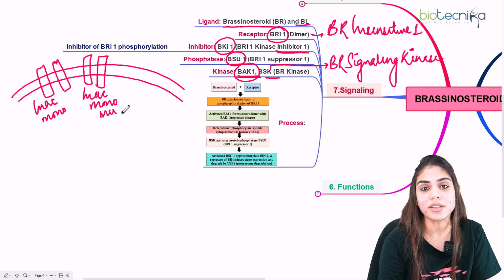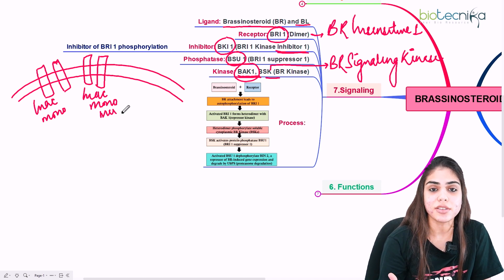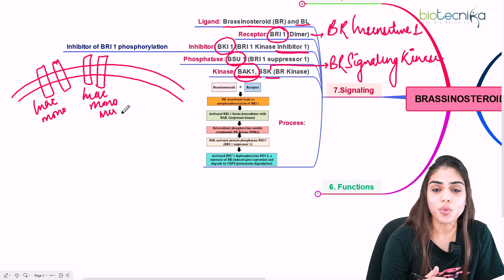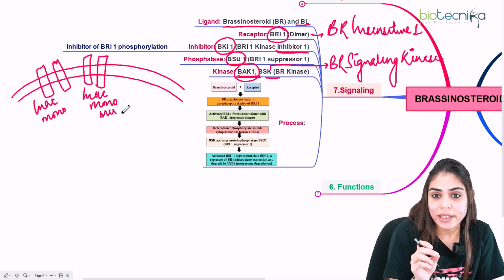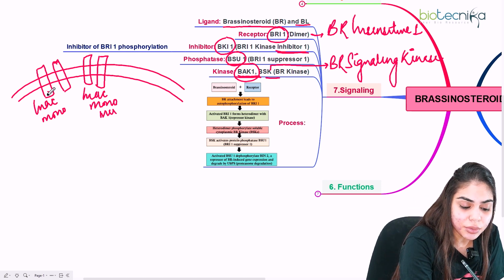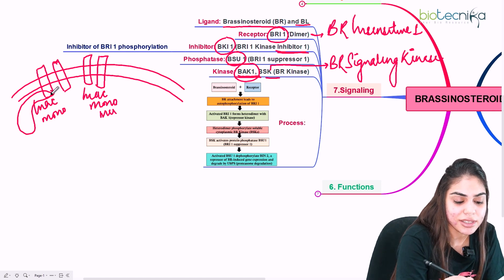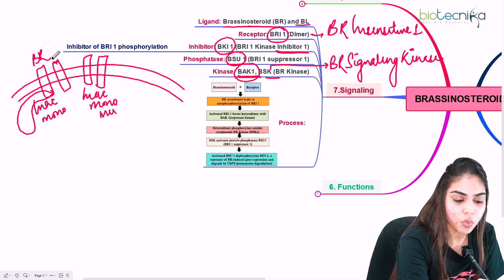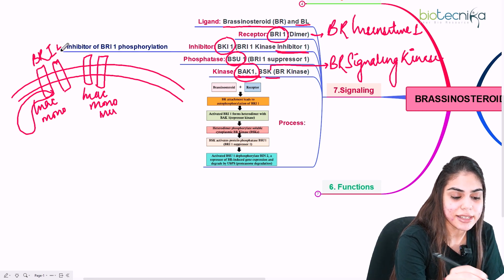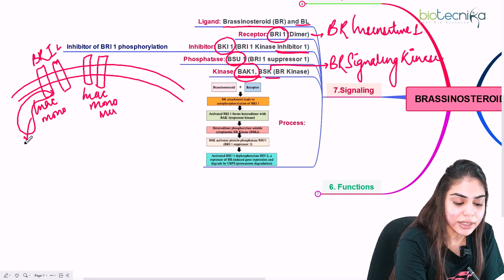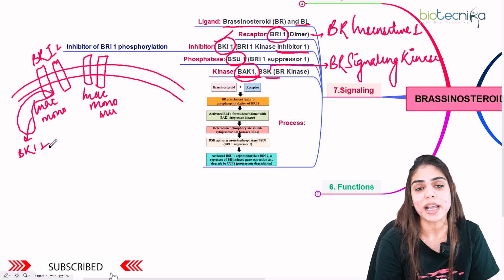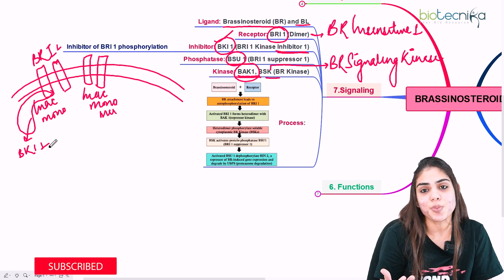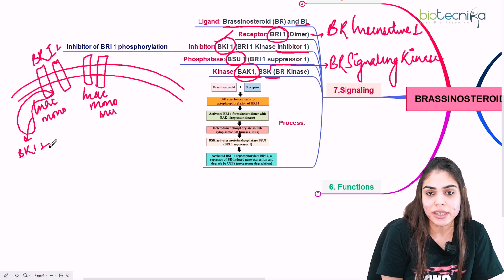So now the signaling is off. Why is the signaling off? Because there is no brassinosteroid in the plant. There is one inhibitor linked to the cytoplasmic tail of this receptor. What is the name of the receptor? It is BRI1, that is Brassinosteroid insensitive 1. And the name of this inhibitor is BKI1. This BKI1 is associated with the cytoplasmic tail of the receptor that is responsible to initiate the signaling pathway of this mechanism.